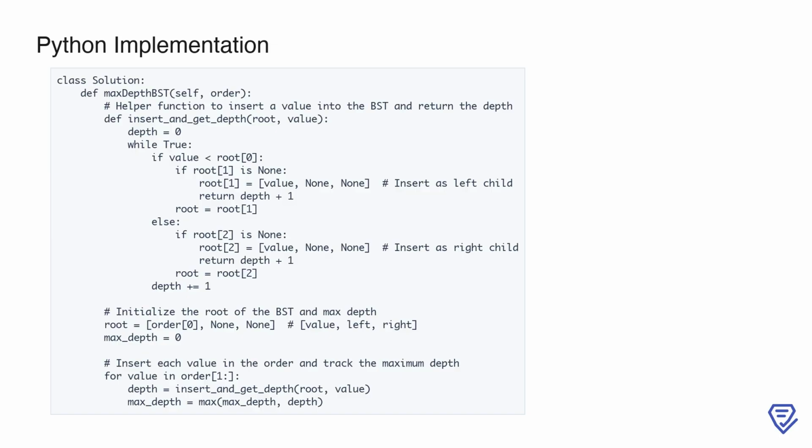Similarly, if the value is greater than or equal to the current node's value, we follow the same process for the right child. This ensures that the tree is built correctly while keeping track of the depth.